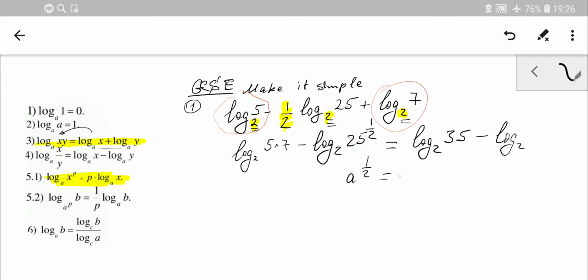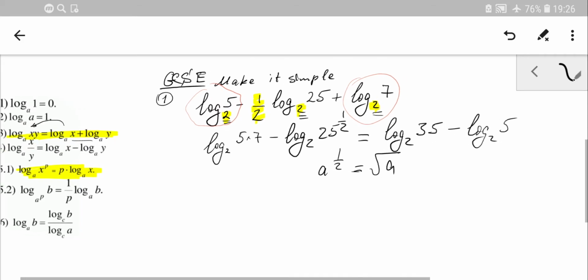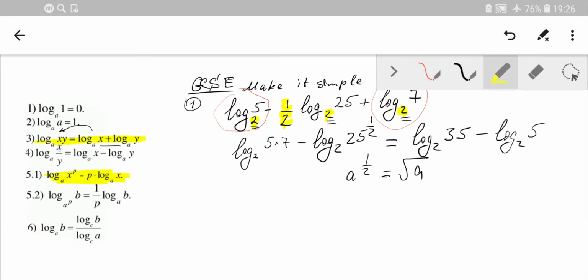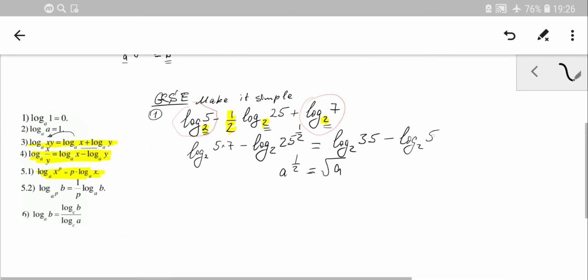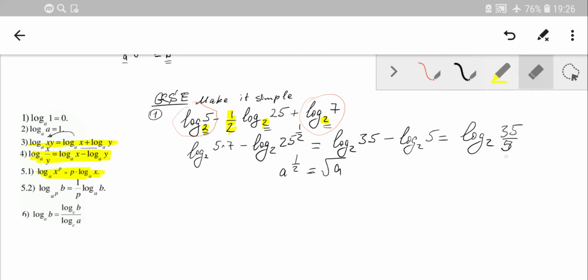Okay, so next step, log base 2 of 35, we subtract log base 2, and remember the power 1 over 2 corresponds to the square root of the number. So the square root of 25 is going to be 5 here. And when we do subtraction, now we apply another property about subtraction of logs. Finally, you'll get log 2, and using that property, you simply divide 35 by 5, which is going to be 7 in the end. So the final simplified version is log 2 of 7.